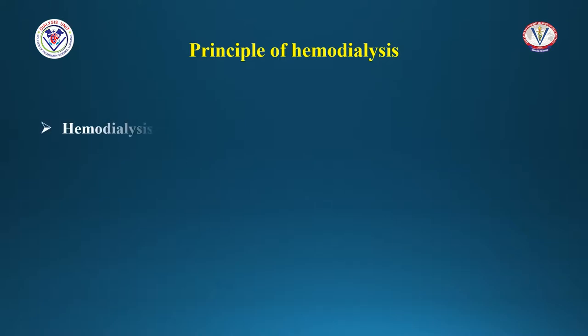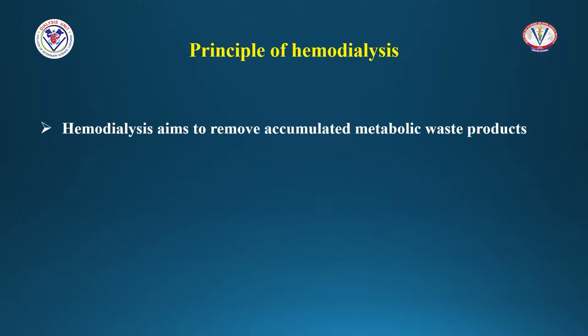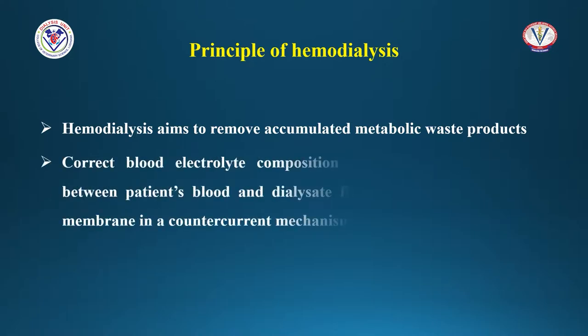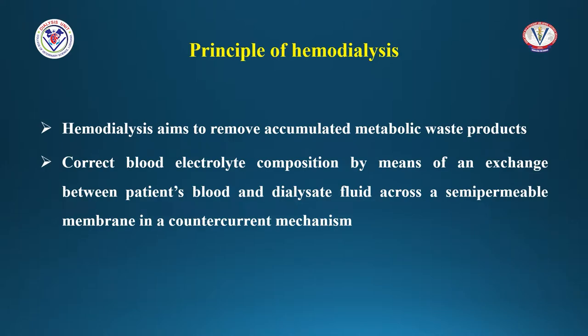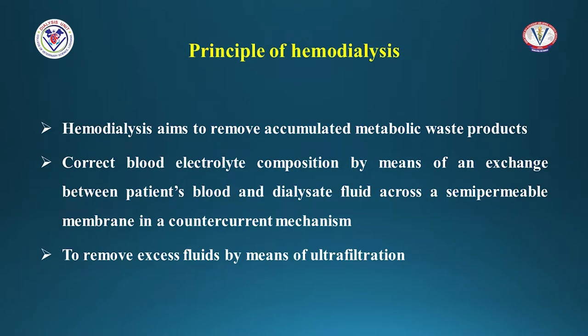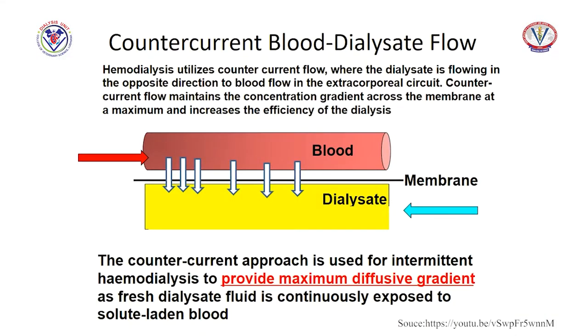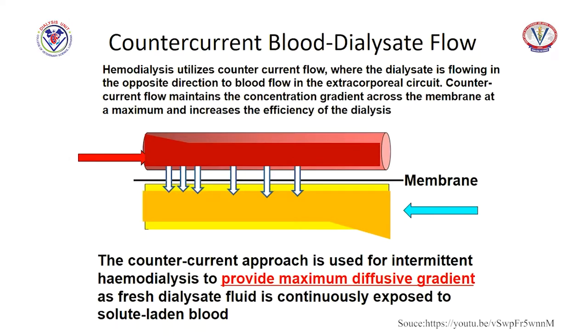Principle of hemodialysis. Hemodialysis aims to remove accumulated metabolic waste products, correct blood electrolyte composition by means of an exchange between the patient's blood and dialysate fluid across a semi-permeable membrane in a countercurrent mechanism, and to remove excess fluids by means of ultrafiltration. Countercurrent blood dialysate. This means that the dialysate is flowing in the opposite direction to the blood flow in the extracorporeal circuit. Countercurrent flow maintains the concentration gradient across the membrane at a maximum and increases the efficiency of the dialysis.